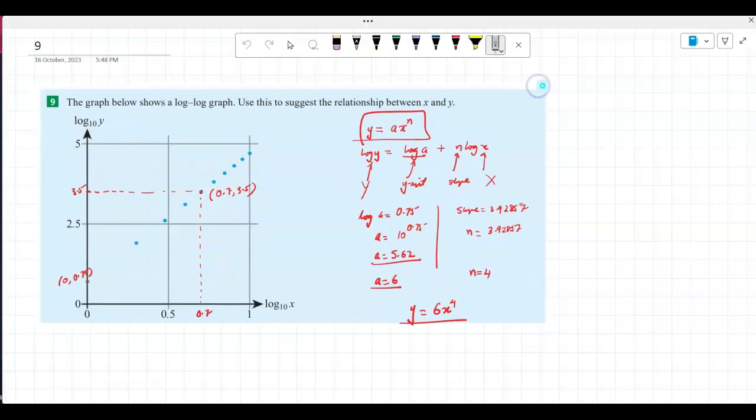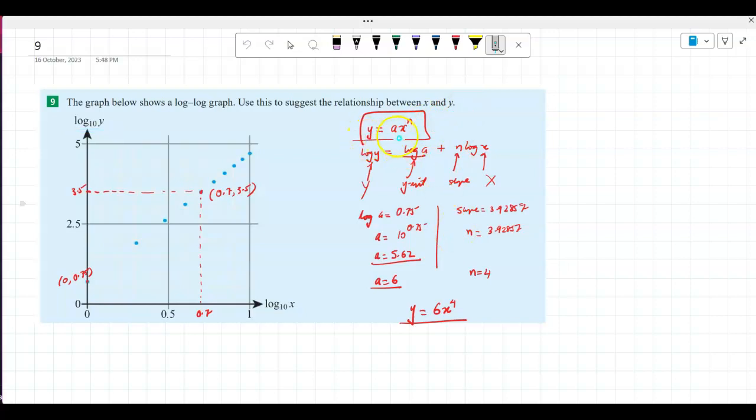The other way of doing it is, there are two methods of doing it. What I showed you in the previous video is using method 1. You can also use method 2. Method 2, what do you say? Since it's a log graph, it's a power function.